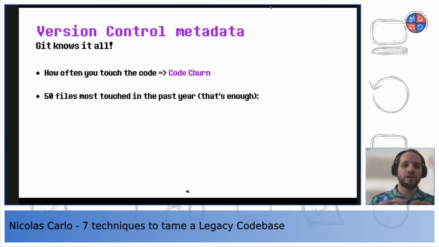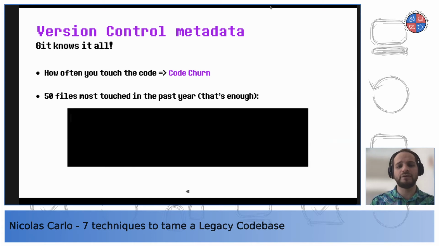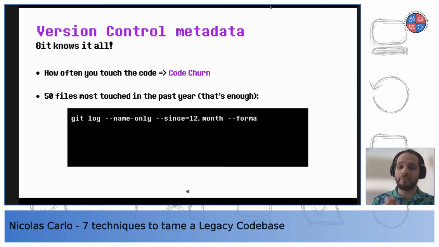As I mentioned, code churn, version control metadata. Here is, by the way, the git log command you can use on any Git project. This command will give you the 50 files that were touched the most often in the past year. So even if you don't use CodeScene, git log is the main way of finding this information.